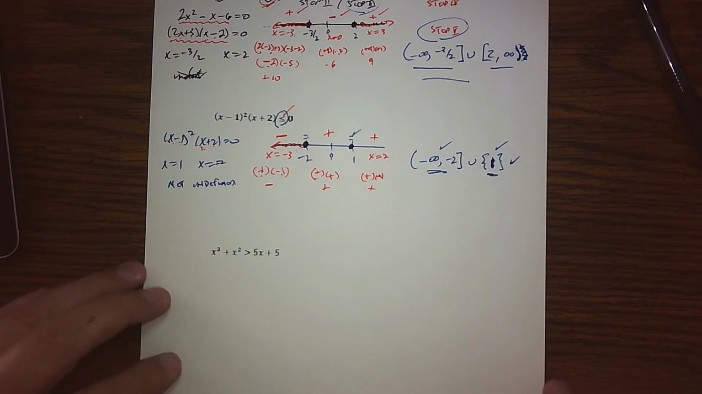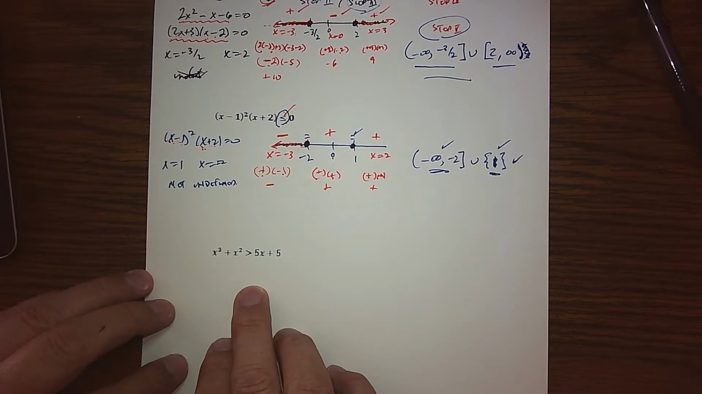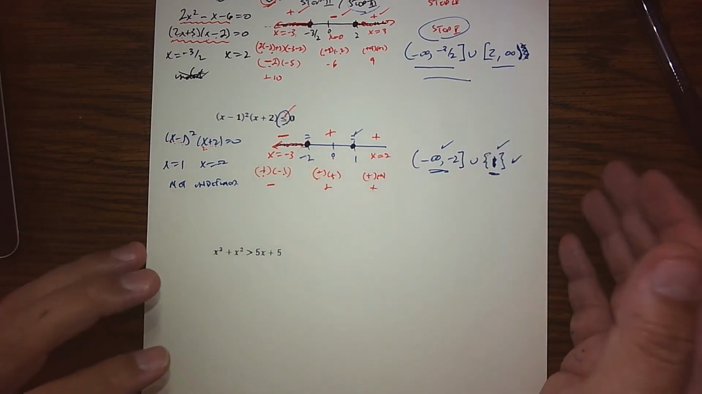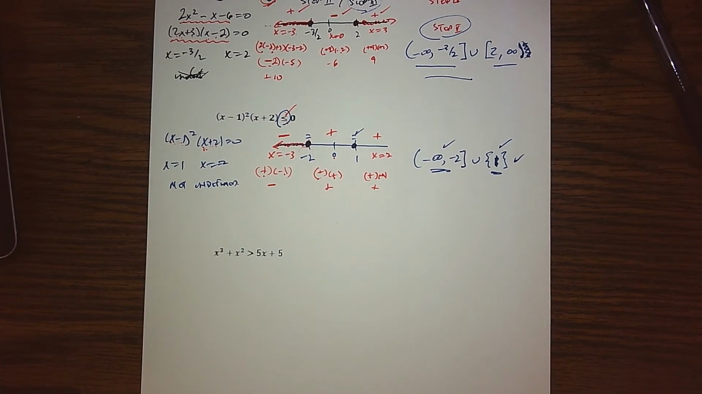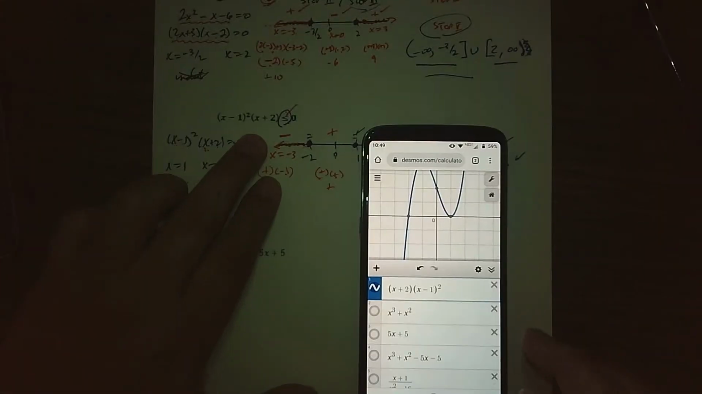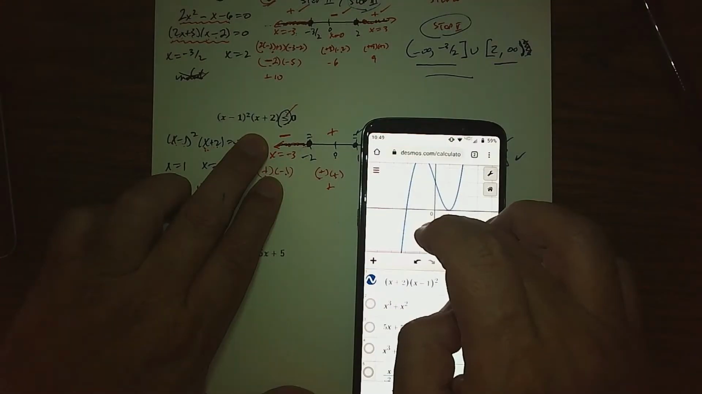Alright, so new video. I'm going to redo this, but I just realized we did all this algebra work, but I forgot to verify it on a graph. So let me go ahead and pull my Desmos out here. And when we graph this function, (x + 2)(x - 1)², there's what the function looks like.